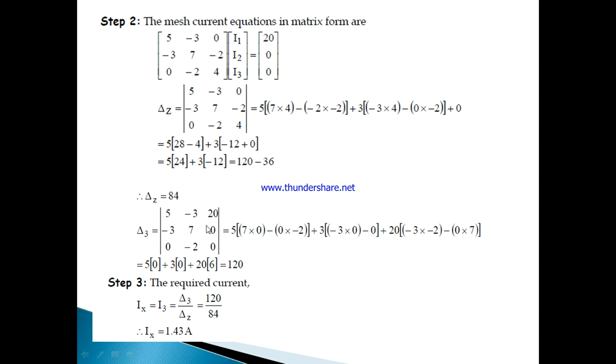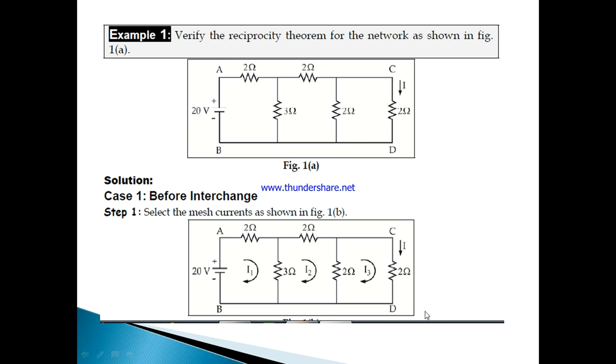Similarly, delta 3 is found after replacing the third column in the Z matrix, and we find the determinant. So finally we got the determinant of delta 3 equals 120. Now I know the values of delta 3 and delta Z. Substituted, finally I got the I3 current as 1.43 amps. This is exactly equal to the response value, that is the unknown current flowing through the 2 ohm resistor.